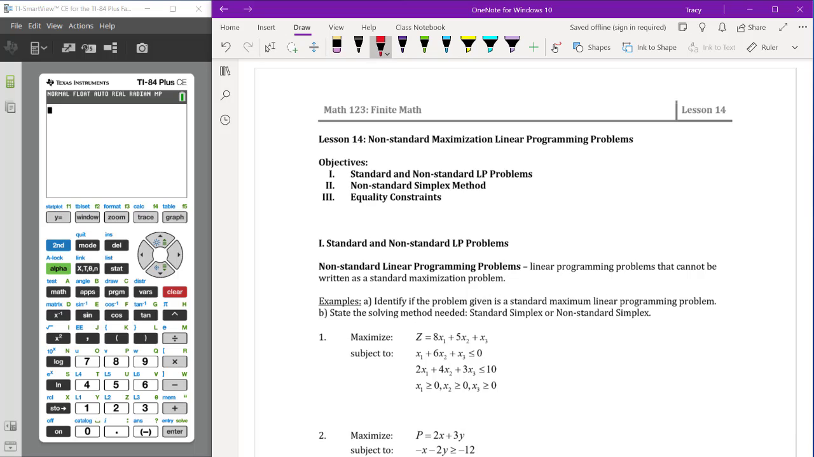So for number 1, we have the maximize in our objective function. If we look in the center, we have less than or equal to, and the numbers after the less than or equal to are non-negative, 0 and 10. And then we have our non-negative constraints for each variable at the bottom. So this is a standard max, which means that we're going to use the standard simplex on it if we were to solve it. That uses the method we used in lesson 13.